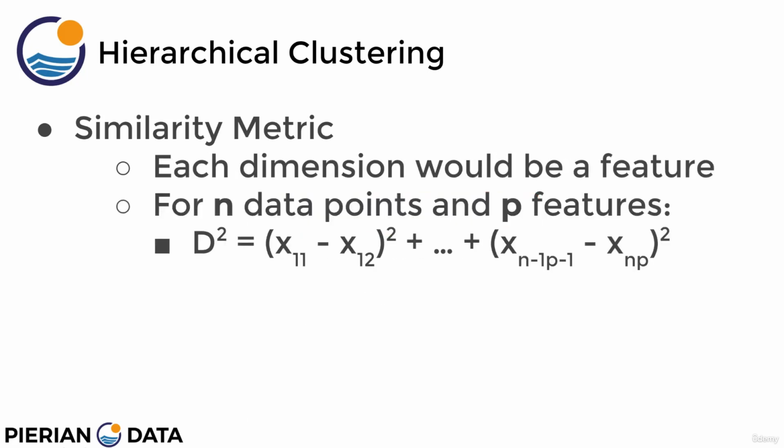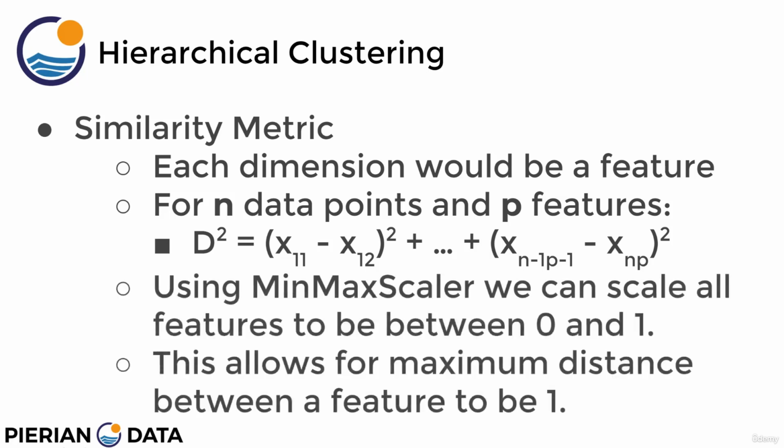If we're thinking about the Euclidean similarity metric or Euclidean distance, each dimension would be a feature corresponding to our data set, which means for n data points and p features, we would eventually calculate something that looks like this, where I would say the distance squared is equal to, and for 2 particular points comparing, n is equal to 1 versus n is equal to 2, I would simply go through p features and start subtracting the differences for feature 1, for example, between the 2 points, square it, plus, and continue this all the way to p features. Now let's imagine I used a min-max scaler.